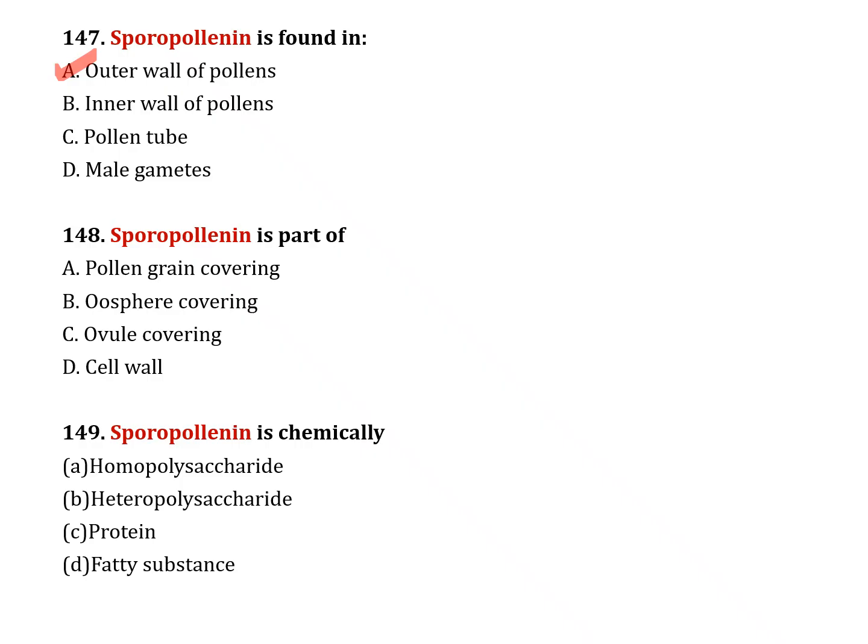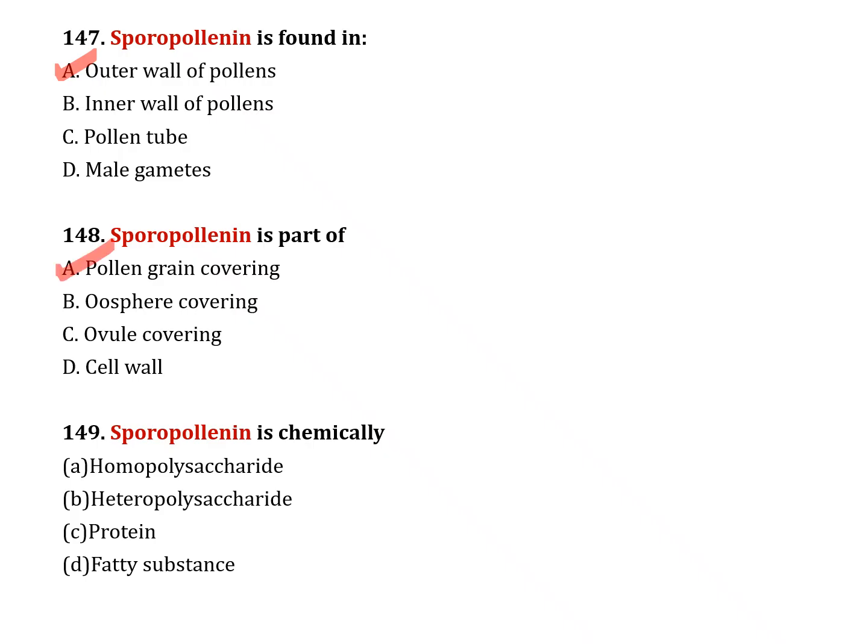The next question, number 148. Sporopollenin is a part of option A, pollen grain covering. Option B, oosphere covering. Option C, ovule covering. Option D, cell wall. Correct answer is option A, pollen grain covering.